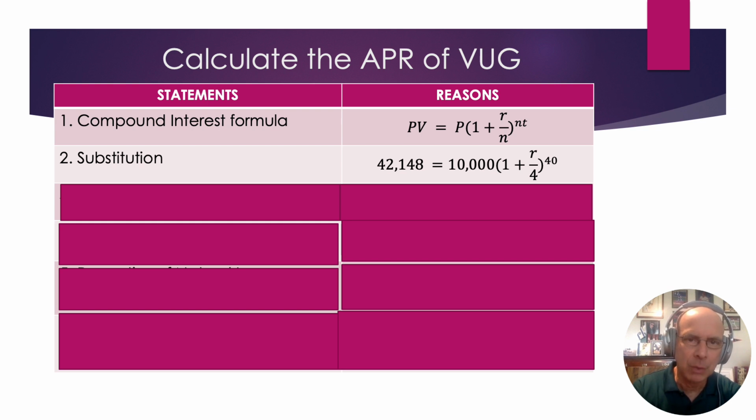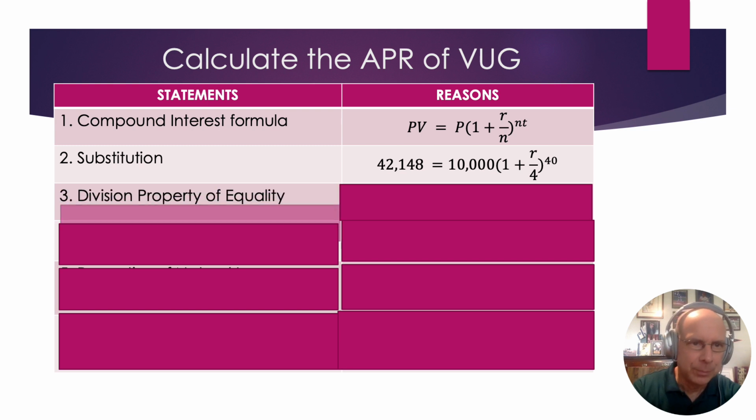This is compounded quarterly and it is raised to a power of 40. 40 is derived from the product of how many times it's compounded per year, which is 4 times a year, times the number of years, which is 10. 4 times 10 is 40. And then what do we do from there?